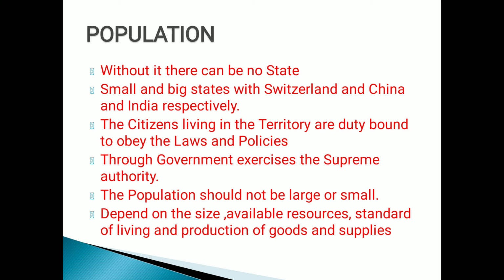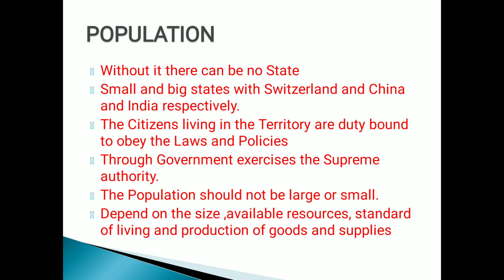A state is a community of persons, everyone knows. It is a human political institution, clear? Without a population, there can be no state. Population can be more or less, but it has to be there. There are states with very small populations like Switzerland, Canada, and there are states like China and India with very large populations. The people of a state are the citizens of the state. They enjoy rights and freedoms as citizens as well as perform duties towards the state.